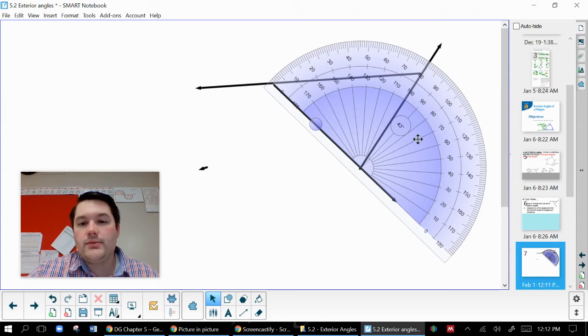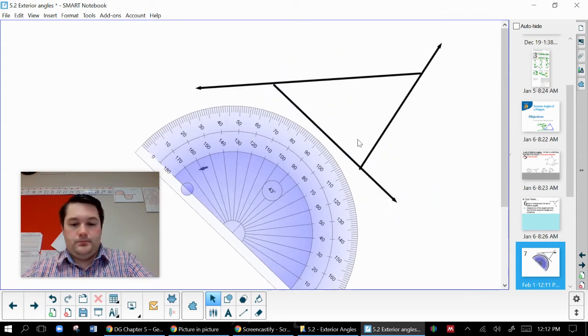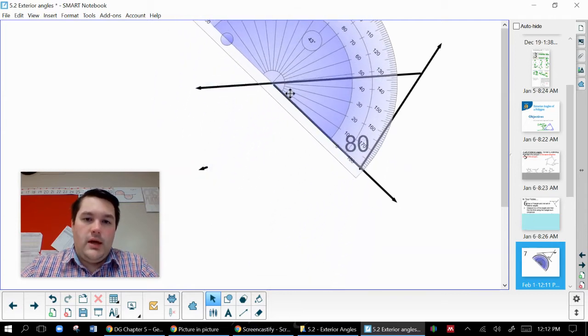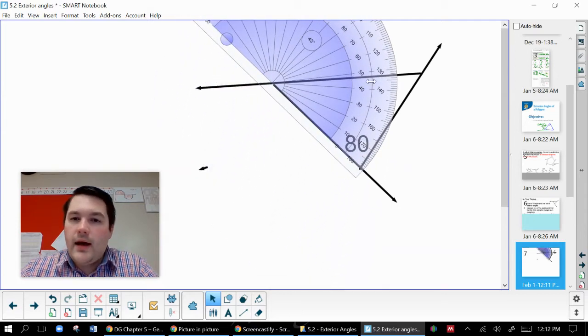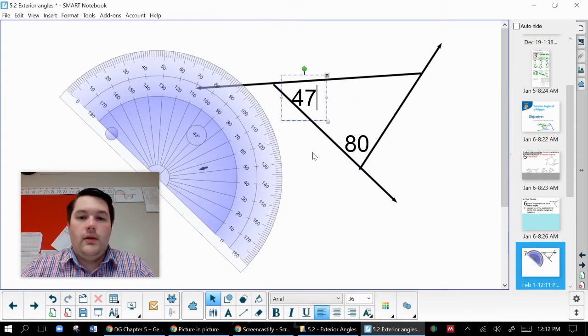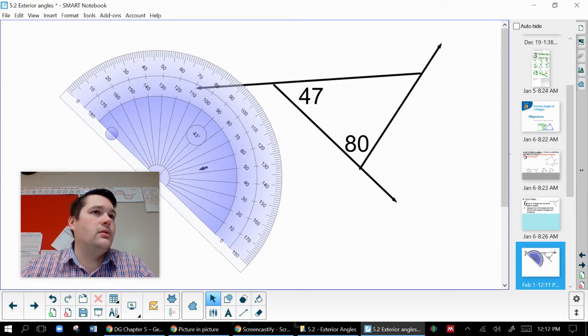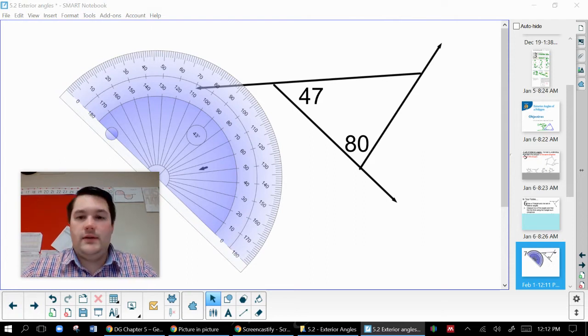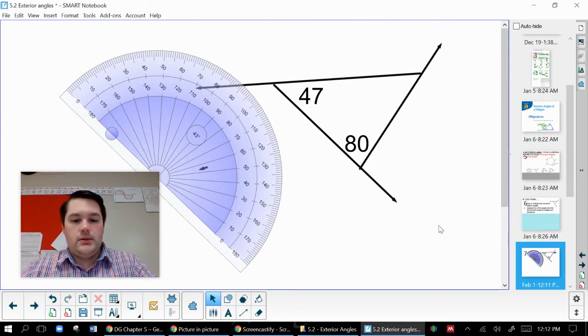So this one looks like it's right at 80 degrees. That one up there looks like we've got 47 degrees. And then handy dandy Mr. Calculator, 180 minus 47 minus 80 degrees is 53 degrees. So 53 in our last one.